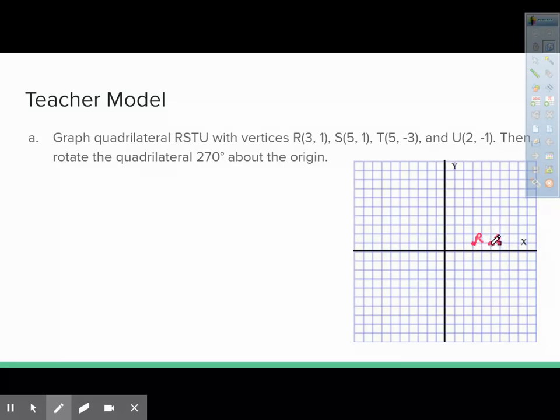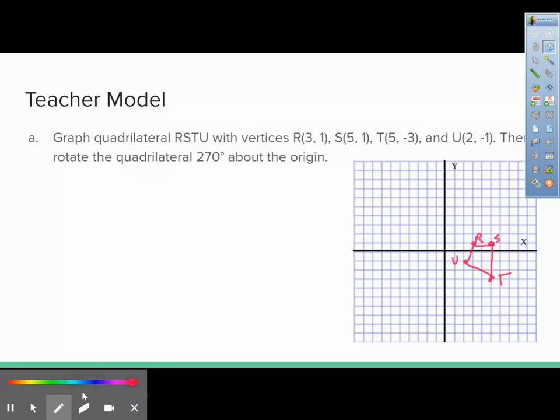T is 5, negative 3, so you go to the right 5 and down 3. And U is 2, negative 1, so go to the right 2 and down 1. And draw your quadrilateral. Okay. Now I need to go back and look at the rules for 270 degrees about the origin.